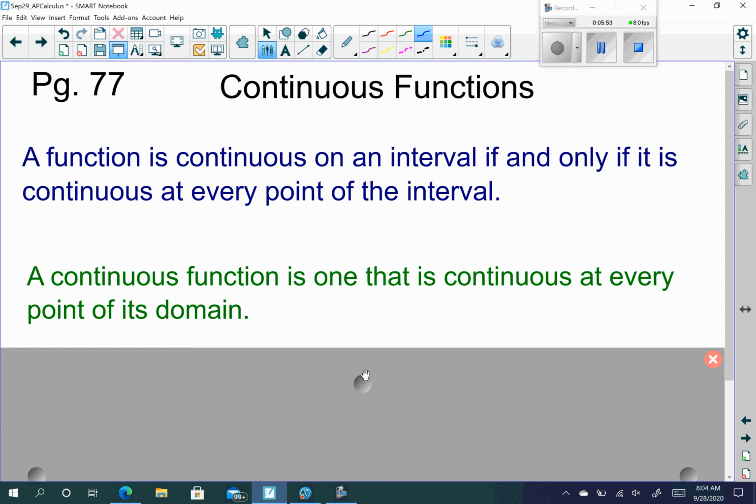So even if we were looking at y equals 1 over x, yes, it's discontinuous at x equals 0, but 0 is not in its domain. So we could say y equals 1 over x is a continuous function over its domain, meaning excluding the 0.